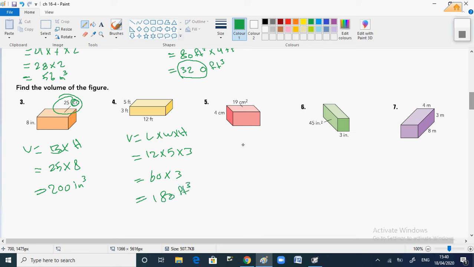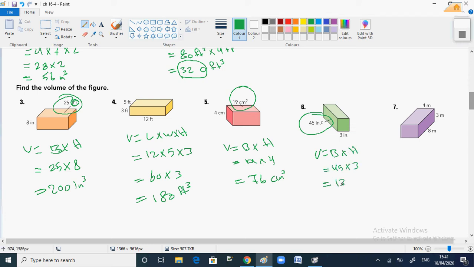cubic feet. Here I have a square, that means B, volume is B times height. 19 by 4, the answer is what? 76 cubic centimeters. Okay, look here again, I have an area, so volume is B times height. 45 by 3, the answer is 135 cubic inches.